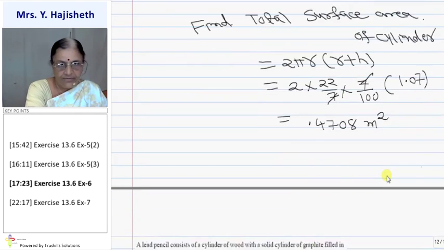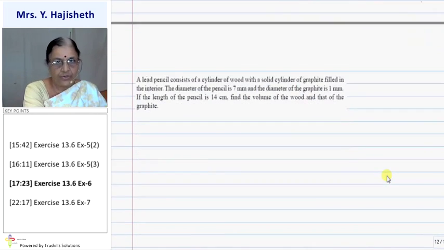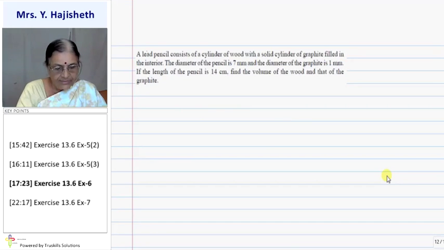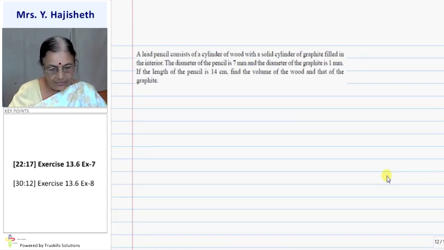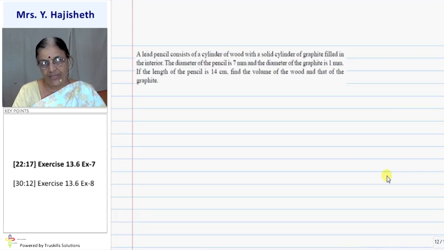Okay, it's a very good sum. It's a combination of surface area and volume. Complete sum. We required all the formula of cylinder. Now, a lead pencil consists of a cylinder of graphite filled in the interior. The diameter of the pencil is 7 mm and the diameter of graphite is 1 mm. If the length of the pencil is 14 cm, find the volume of the wood and that of graphite.